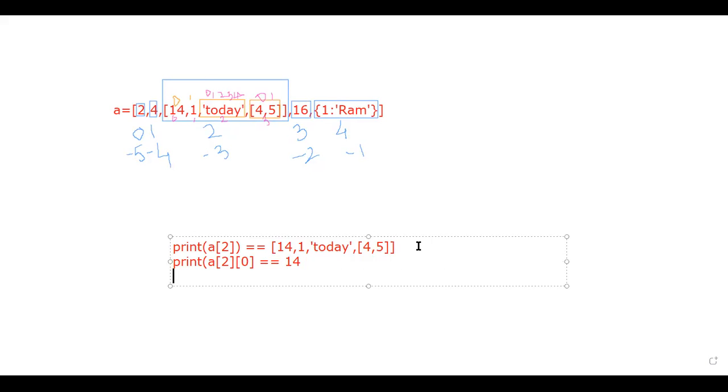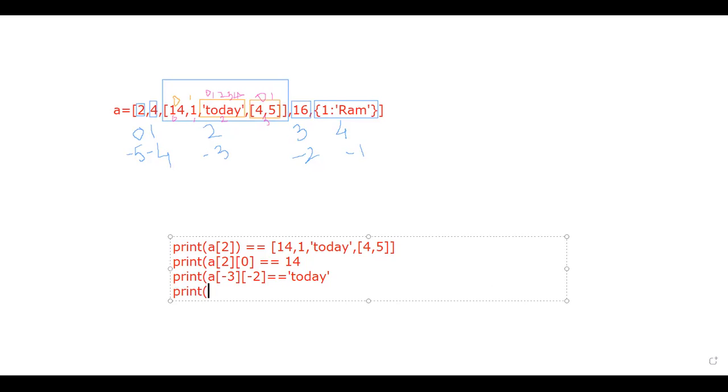Okay. Now, let's say I wanted the output to be the entire word today. In that case, I need to write print A. I can even use negative indexing. So I can say -3, and in -3, I can again use negative indexing and say -2. So this will give me the word today.